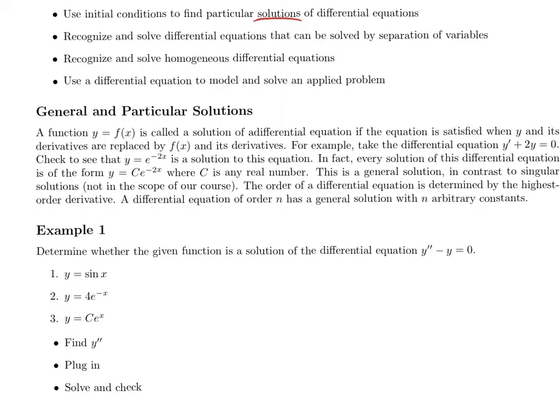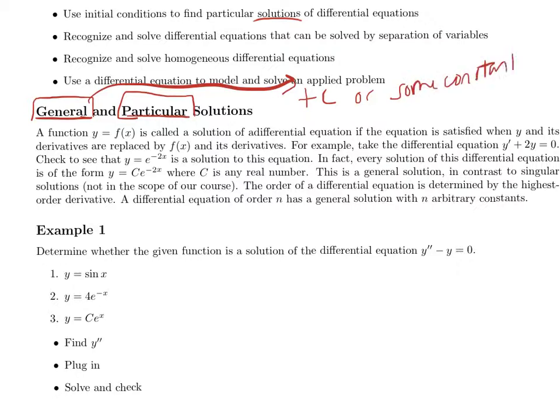Okay. So the first thing we need to look at is these two terms: the idea of general solutions and particular solutions, which we've already seen. A general solution usually has a plus c or some other constant. A particular solution has no letter constants. It might have a number, but no letter constant. What do we have to have in order to get a particular solution?